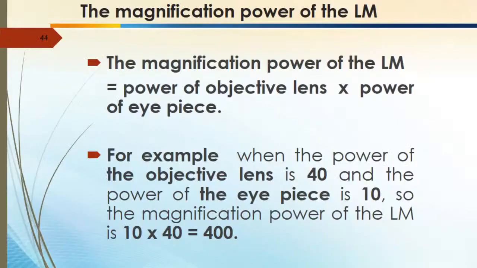Well, so what about the magnification power of the light microscope? The magnification power of the light microscope is the power of the objective lens multiplied by the power of the eyepiece. For example, when the power of the objective lens is 40 and the power of the eyepiece is 10, the magnification power of the light microscope is 10 multiplied by 40, which is 400 times.